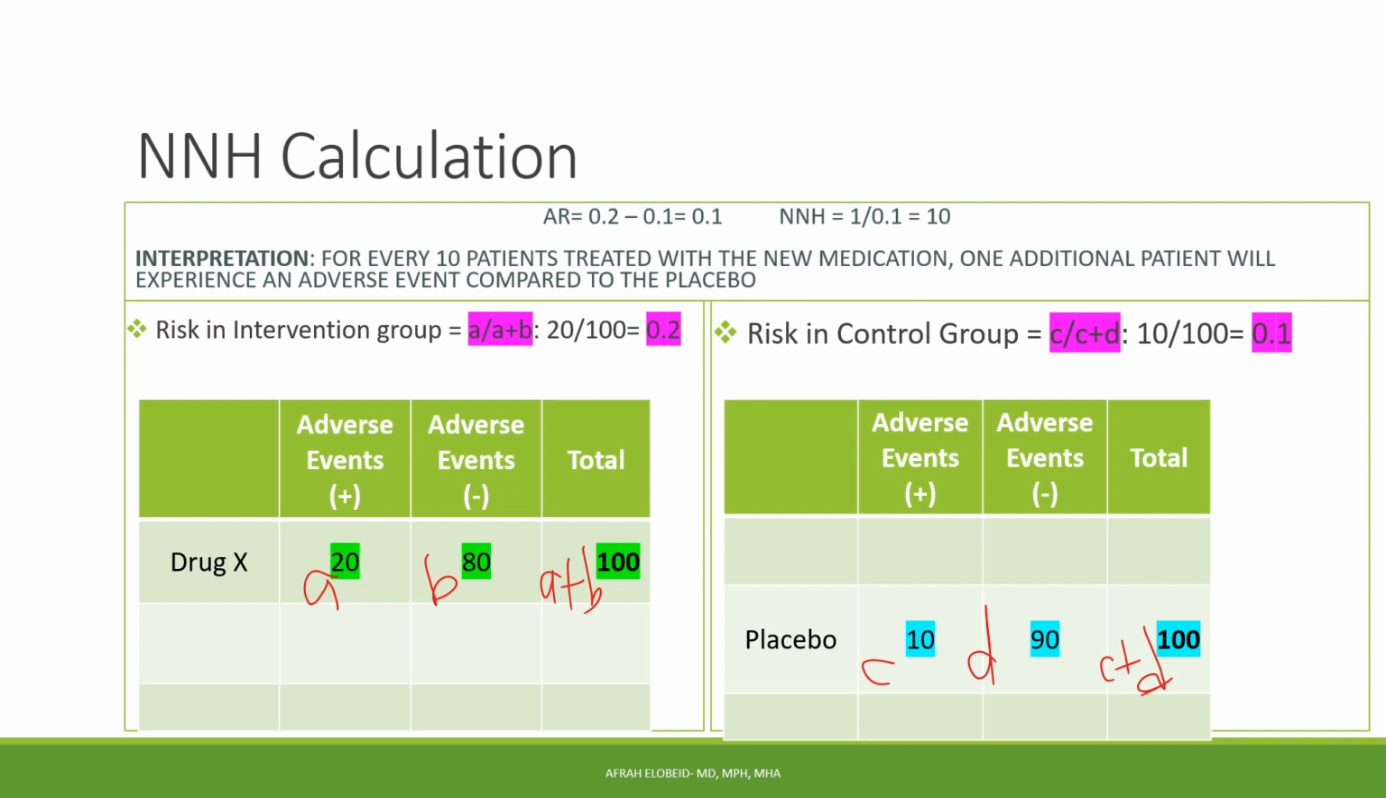So let's interpret this. The interpretation for this case will be for every 10 patients treated with the new medication, 1 additional patient will experience an adverse event compared to the placebo. So it's telling us how much harm will happen if we apply this new intervention at the population level. So for each 10 patients, 1 patient will get the adverse event. And that's how we interpret the number needed to harm.